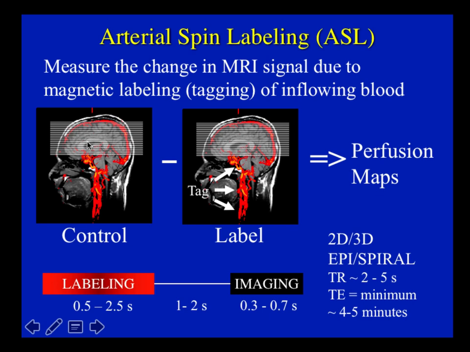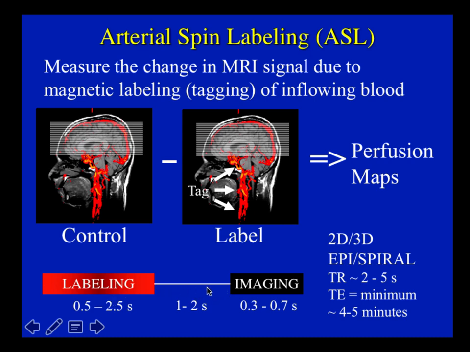The images that I acquire without blood tagging are called the control images. Images acquired with tagging of blood, or inversion of proximal blood, are called labeled images. And the difference between the signal intensities of these two images is then related to perfusion. So this experiment basically has three stages. One is the initial phase where we label the blood, and this takes about a few milliseconds to several seconds depending on the type of labeling that you choose to do, which we'll get into later.